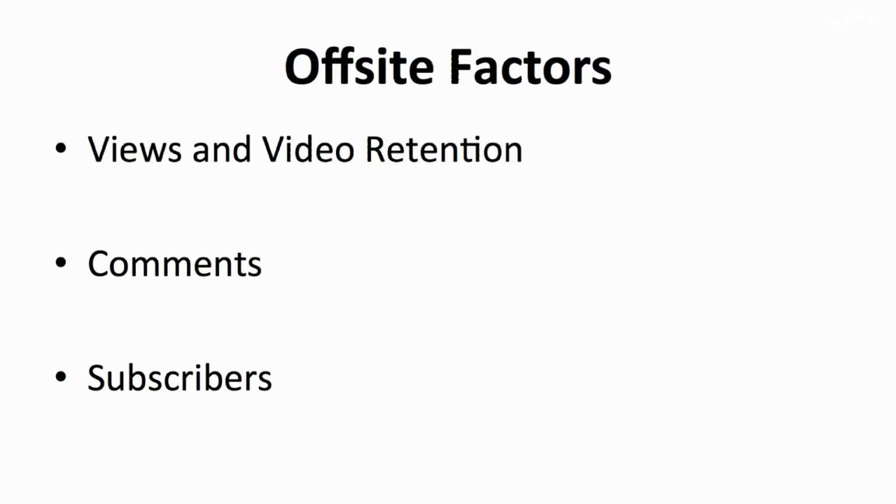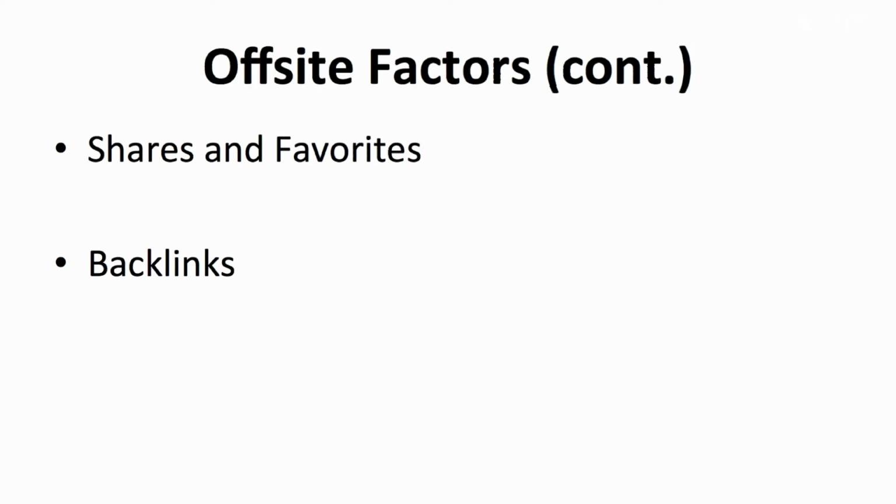Subscriber is the third factor. If people have subscribed to your channel, it means they have loved it. This indicates that your video is authoritative as well. If viewers share, favorite, or add your video to their watch later list, it gives an authority signal to YouTube as well. Last but not least, just like Google uses inbound links to rank your page, YouTube also uses these links as a ranking factor.